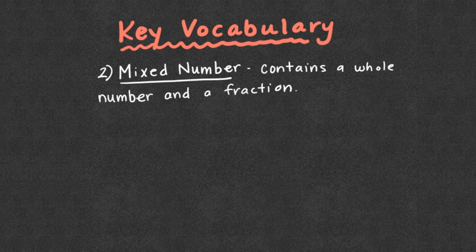2, we have a mixed number, so remember that contains a whole number and a fraction. So if we had 3 and 1/4, 3 is our whole number, and our fraction is the 1/4. Called a mixed number because it mixes whole numbers and fractions together.